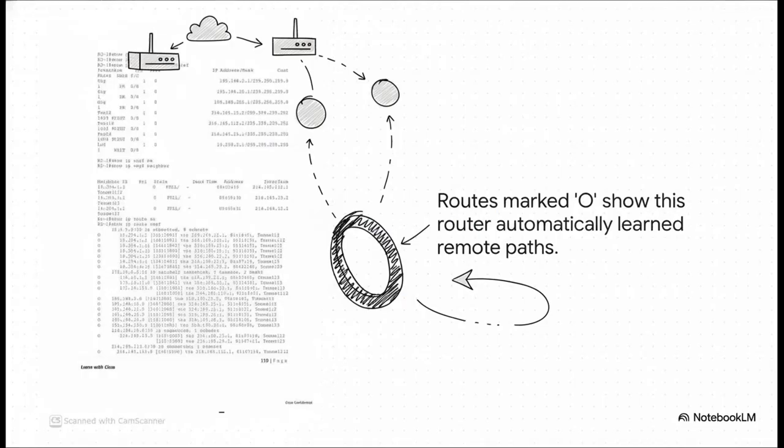And the proof is right there in the routing table. We're looking for routes that start with a capital O. That O means the route was learned dynamically via OSPF. This router now automatically knows how to reach remote networks across the enterprise by sending traffic right through our GRE tunnels, all without any manual static routes.